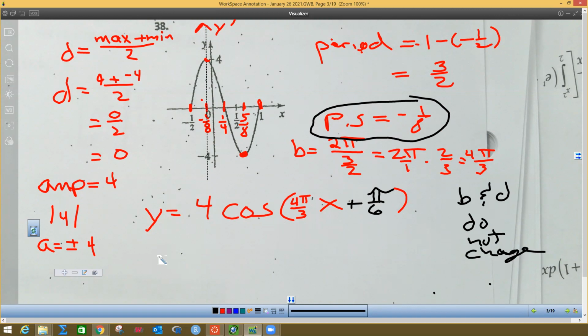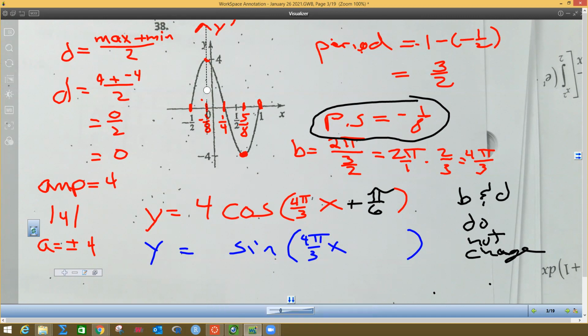So what I know right now is for my sine graph, I know y equals something sine, and this 4 pi over 3 is my B, so it is exactly the same. This plus 0 out here is exactly the same. Okay? Now, we're going to get rid of this little dashed line going up here, because now we're looking for the sine graph. Where does the sine graph start? It starts at the origin, so I got to find an x-intercept.